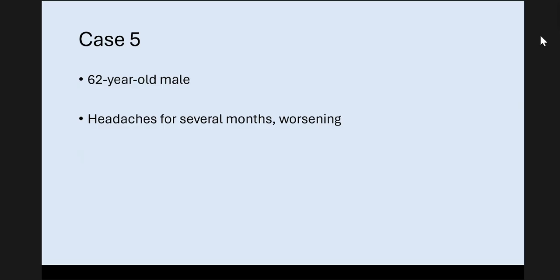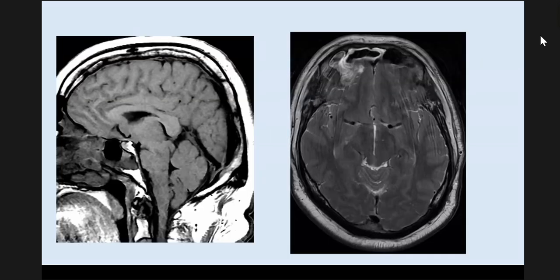Next case is a 62-year-old male. He's been having headaches for several months, and this is now worsening. Just two images, one T1 sagittal through the midline, another T2 axial. What do you think is happening?